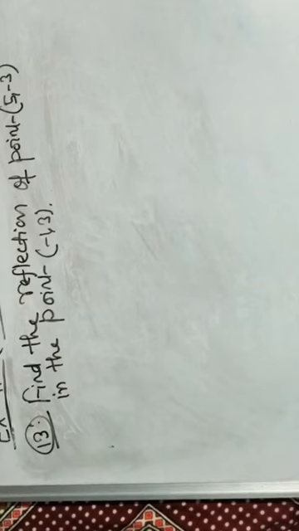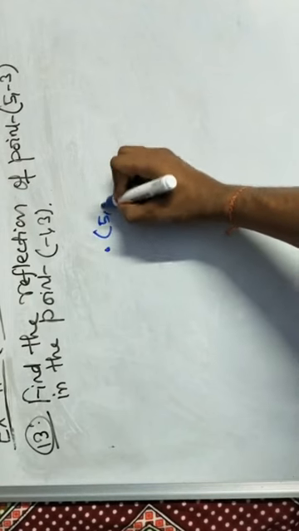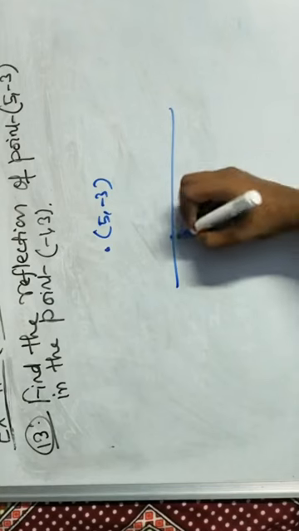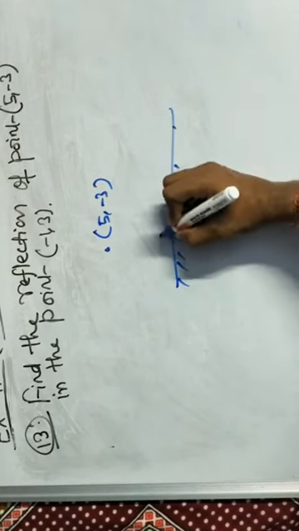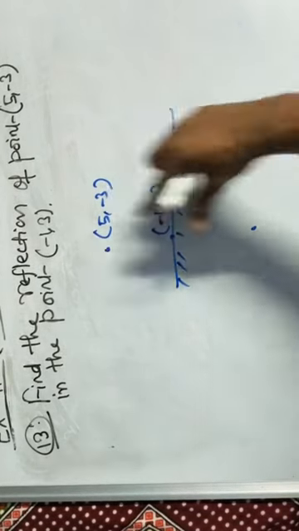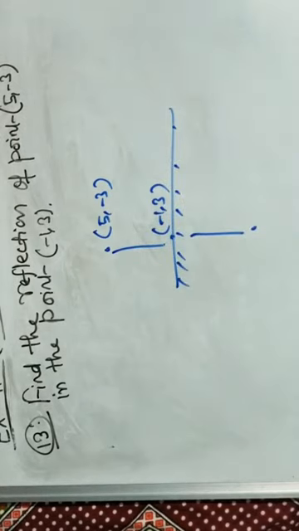Next we'll go to question number 13. You have to find the reflection of the point 5 comma minus 3 in the point minus 1 comma 3. That means there is a point that is 5 comma minus 3, and suppose there is a line, suppose there is a mirror. Here the point is minus 1 comma 3. You have to find its reflection. Its reflection will be at the same distance as the distance here.